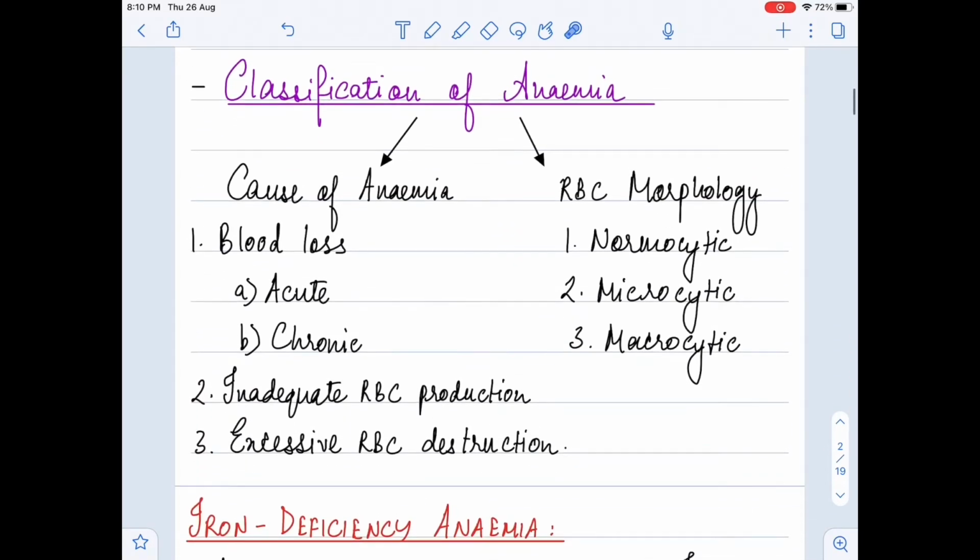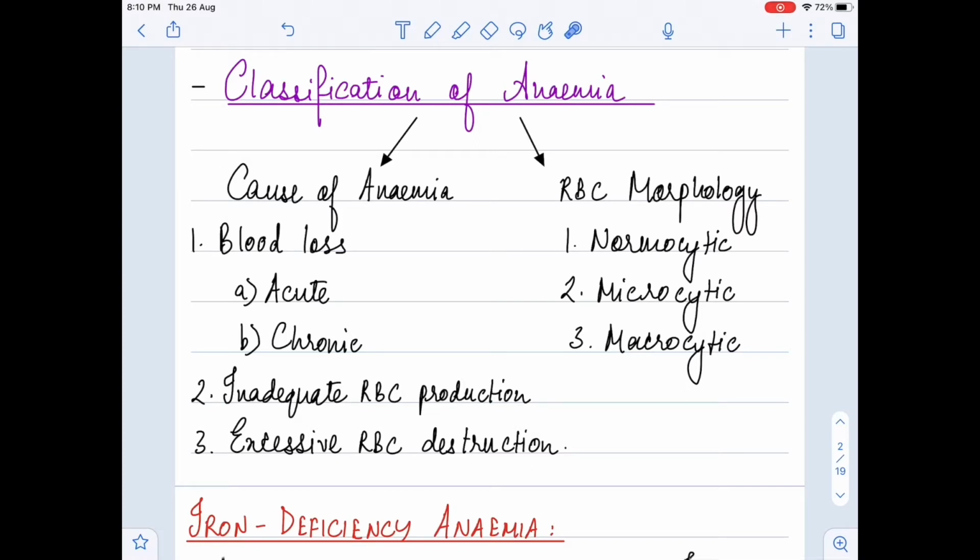So how do we classify anemia? Anemia is classified based on the cause and the morphology of the RBCs. The cause of anemia can be further classified as blood loss, which could be due to acute factors such as trauma, or chronic factors such as hookworm infestation, then inadequate RBC production due to decrease in the erythropoietin, and excessive RBC destruction as in hemolytic anemia.